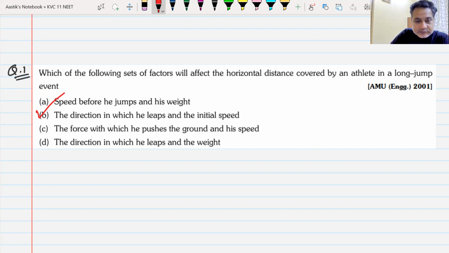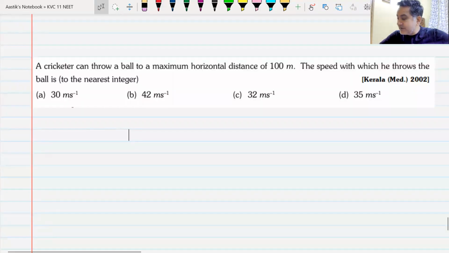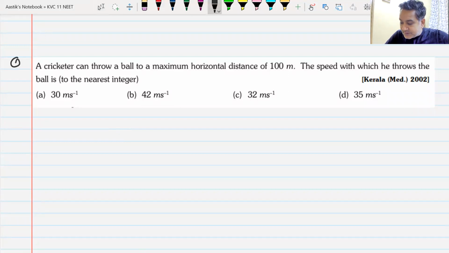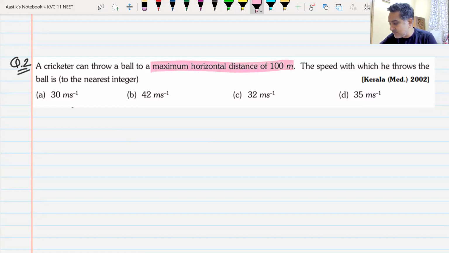Okay. Let's see if you can do this one. All these are questions from your previous exams. They have come not once but multiple times, and they keep on coming. A cricketer can throw a ball to a maximum horizontal distance of 100 meters. Remember, maximum is given. The speed with which he throws the ball is how much? g should be taken as 9.8, not 10.